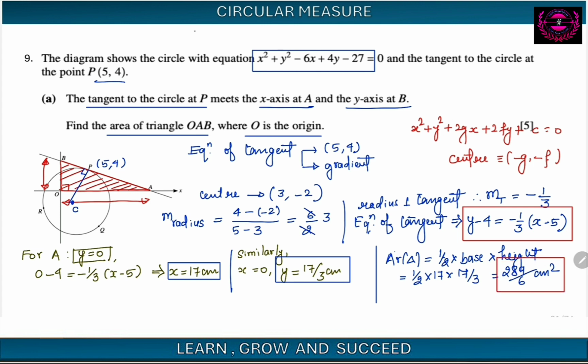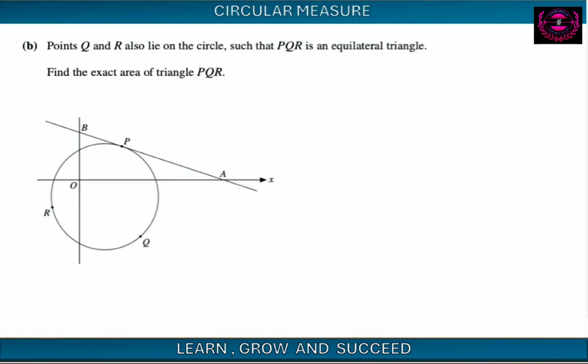Let's move to the next part of this. Read part B of that question. Points Q and R also lie on the circle such that PQR is an equilateral triangle. Find the exact area of the triangle PQR. See, the coordinates of P are given as 5, 4, and let's say this is center C, and the coordinates are 3, comma, minus 2. So from this I can find the radius of the circle using the distance formula.